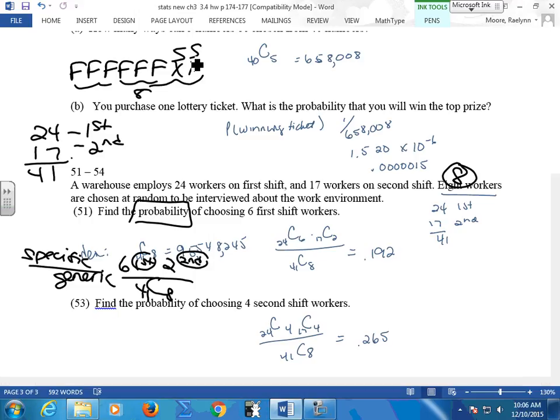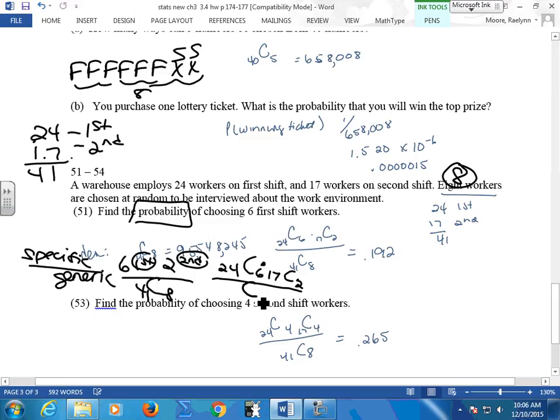So I took my generic group, any 8 from the 41. Once you get to this part, how many first shifts do you have to choose from? 24. How many do you want? 6. How many second shifts do you have to choose from? 17. How many of those do you want? Counting principle says to multiply those 2. I would just throw that whole thing in my calculator.